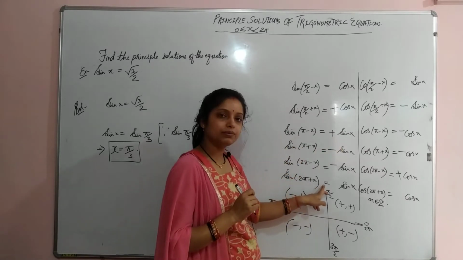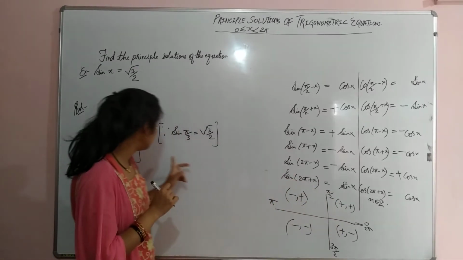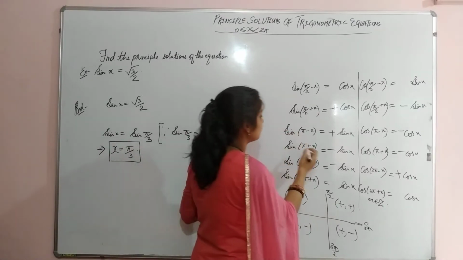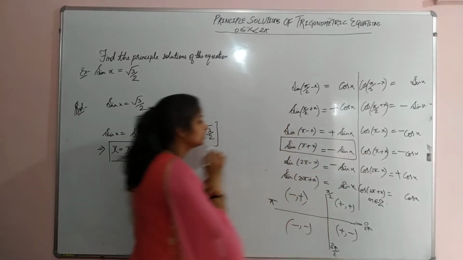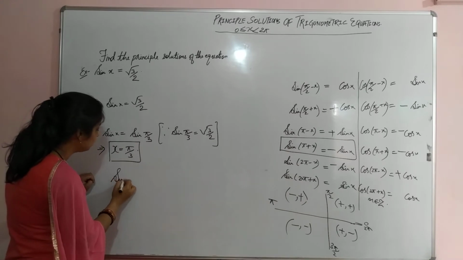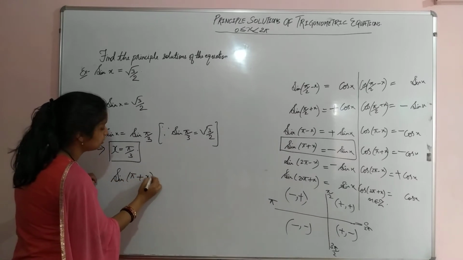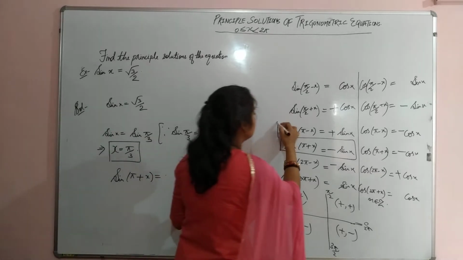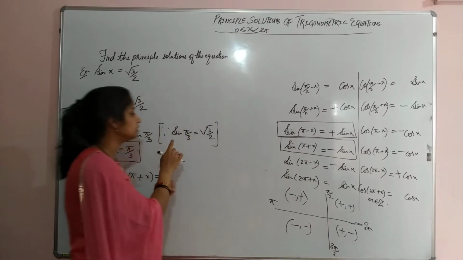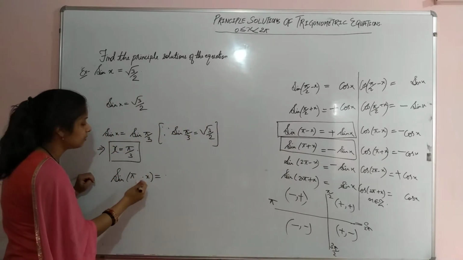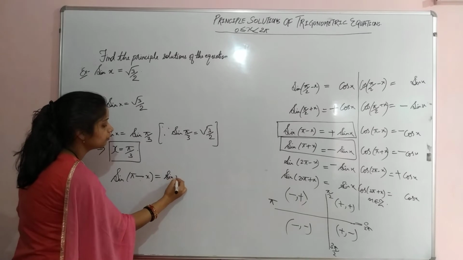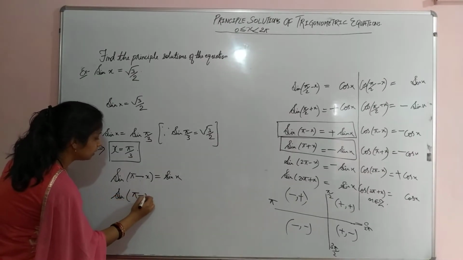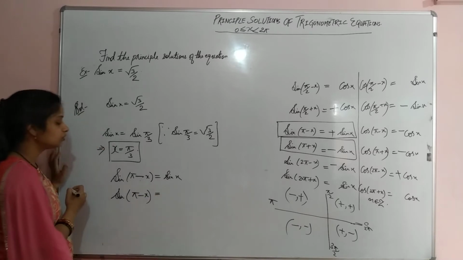So it is again the same thing in the first quadrant which I have already obtained. This is pi by 3, which means 60 degrees. So let me take this formula, sine of pi minus x is equal to sine x, because the value is positive. Okay. Now let me solve this. This is sine pi minus x is equal to sine x.